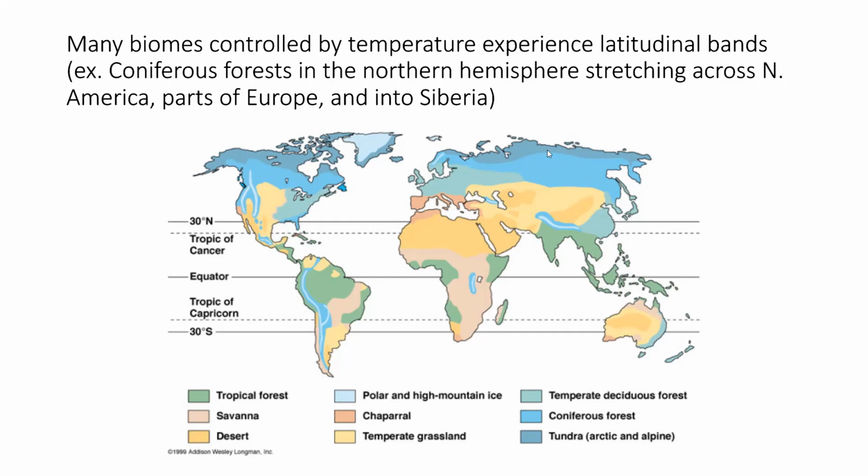And then even above that, we see the tundra. And again, we've got the rainforest stretching across the equator region. And we see something similar with the temperate grassland in between those two locations.